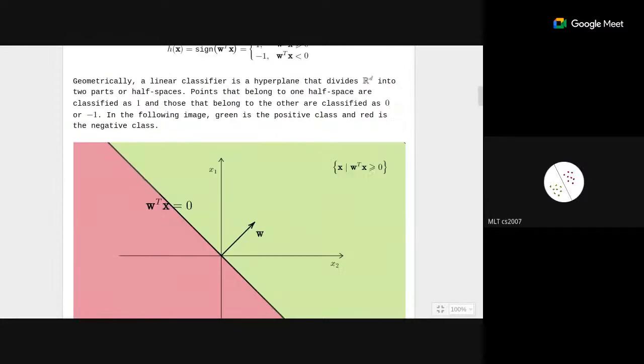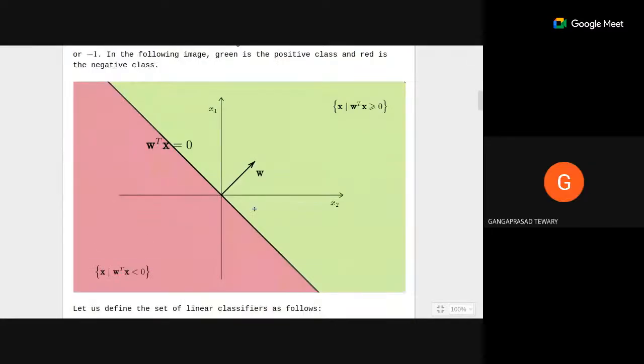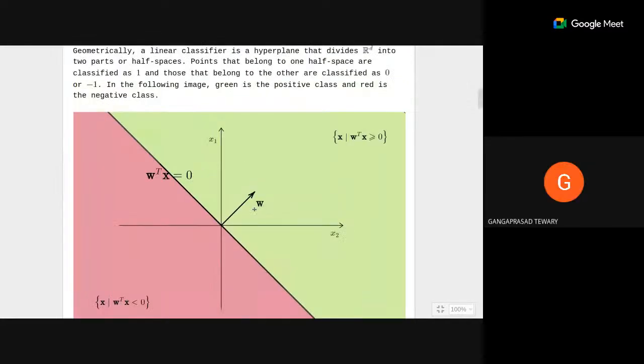Okay, sir, just a quick question. Like this line which is representing y equal to minus x, what we have shown as w transpose x equal to 0, that is our decision boundary, right? On the right hand side is plus 1, on the left hand side is minus 1, right? Right. But this arrow w, what does this represent? This represents the corresponding weight, right? Yeah, the weight vector corresponding to that classifier. Every linear classifier will have a weight w.